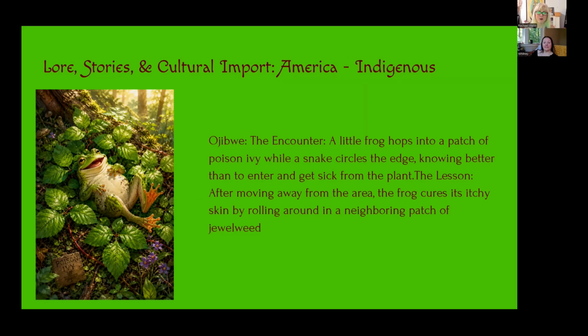So now the indigenous story in America, okay, this is an Ojibwe story, and the encounter is a little frog hops into a patch of poison ivy. It's called the frog and the snake, and the snake circles the edges. He knows better than to go into that poison ivy, and he'll get sick from the plant. So the lesson is that after moving away from the area, the frog is super itchy and upset and has poison ivy rashes, and he cures his itchy skin by rolling around in a neighboring patch of jewelweed, which is an interesting little story because jewelweed is like a natural cure. So it's a natural repellent or cure.